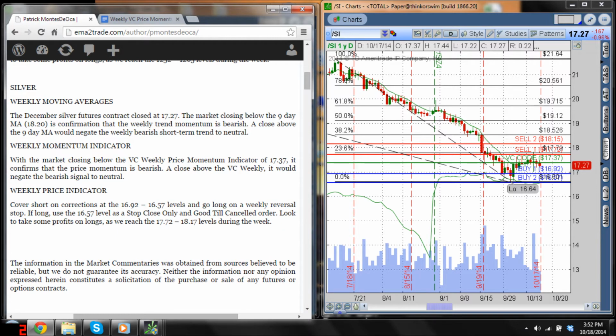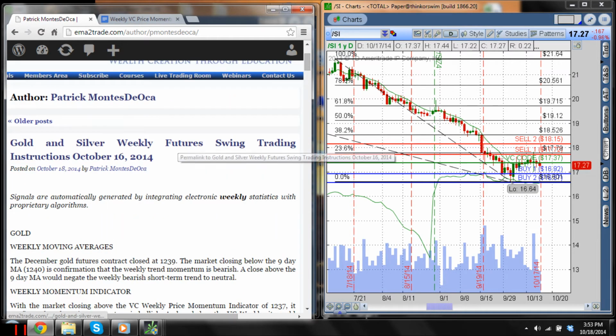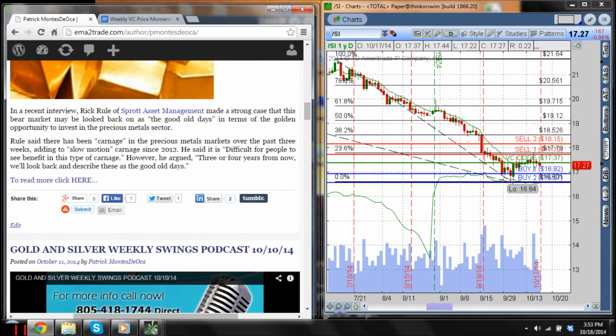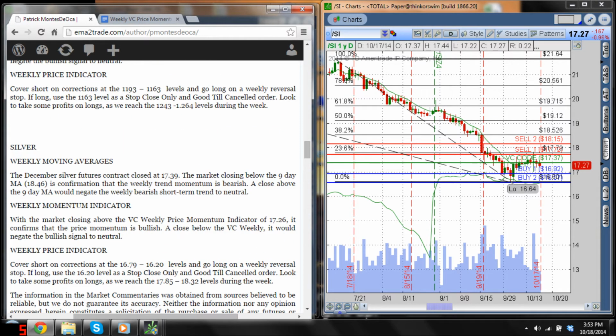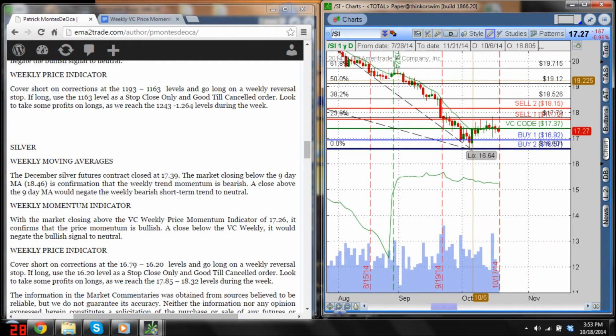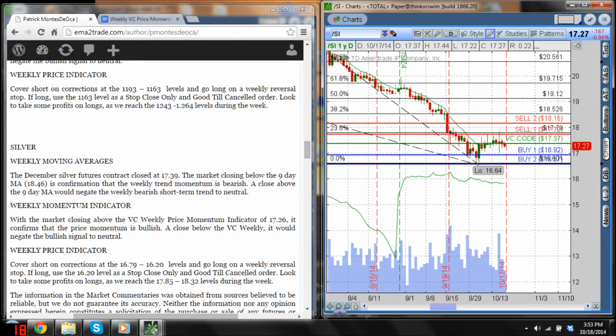On December, the December silver futures contract closed at 1739 on October the 10th. And that's pretty much the close right here. The market closing below the 9-day moving average of 1846 last week was confirmation that the weekly trend momentum was still a little bearish, and that it would negate the bearish trend on a close above 1846 on the moving average.